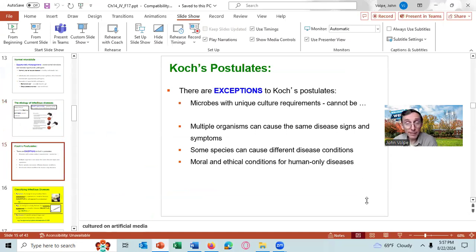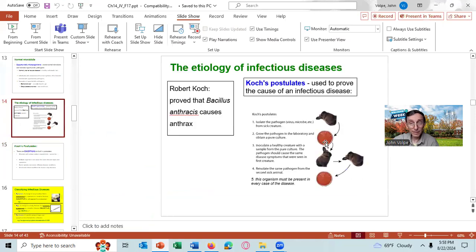But there are some exceptions to Koch's postulates. Like, what do you do with a microbe that has unique culture requirements and cannot be grown in vitro? If you can't grow it in vitro, you can't originally isolate it and then inject it into a new host. As far as I know, Bartonella henselae is an organism that we cannot grow in vitro. We just don't know what it requires.